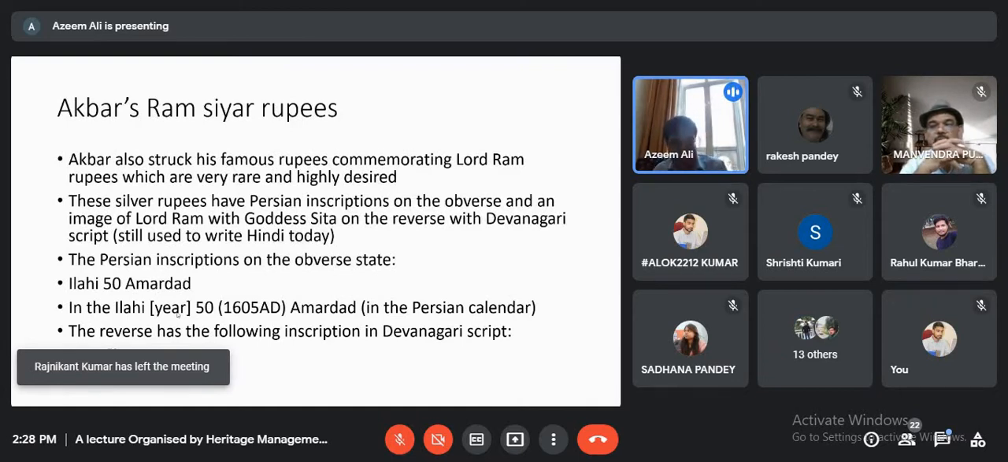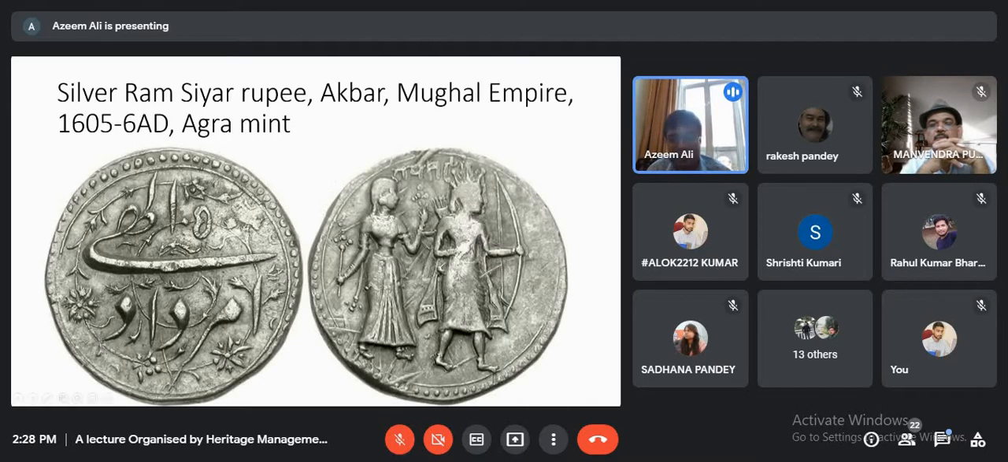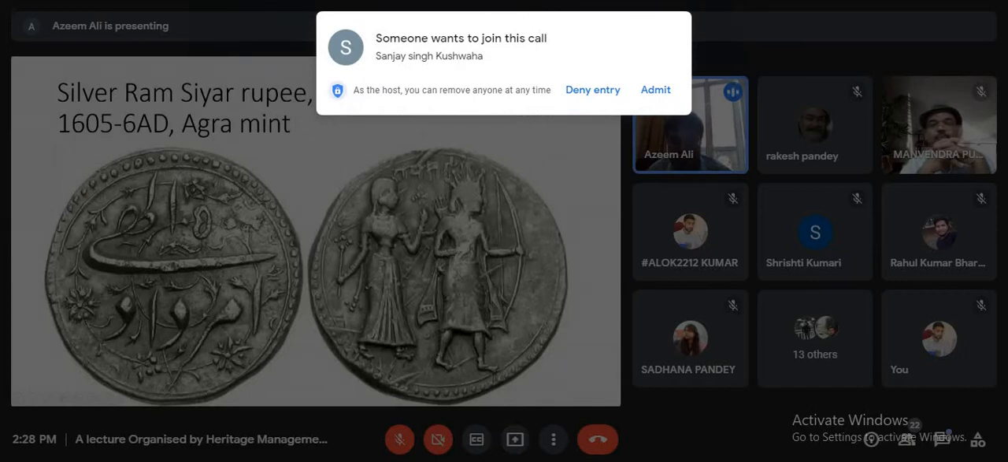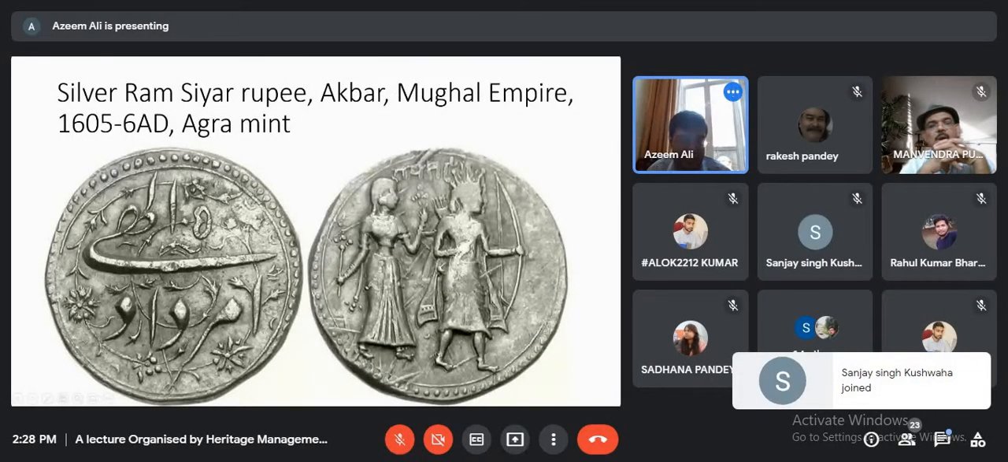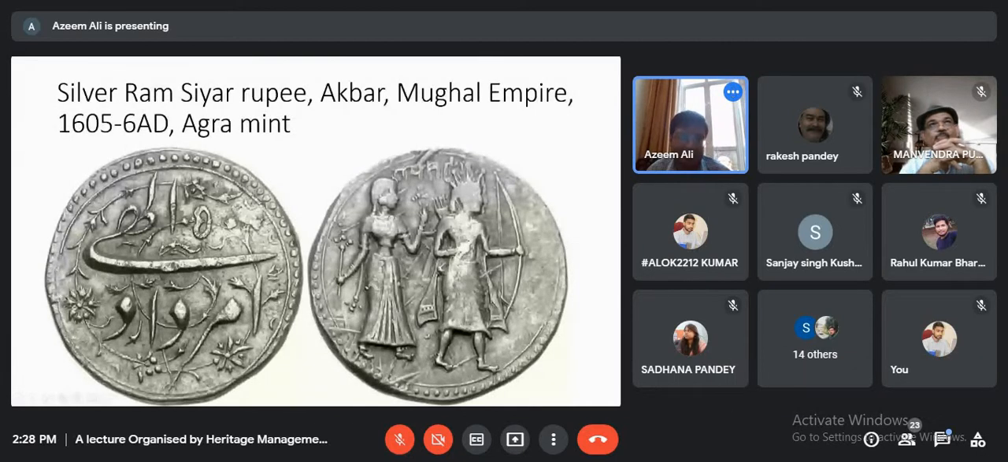And the reverse has the following inscriptions in Devanagari script, and it says Ram Siya. And you can see here the Lord Ram and Goddess Sita, and then Ram Siya, and then you can see here the Persian inscriptions, and this was struck in Agra at the very end of Akbar's reign. Very beautiful, a very lovely floral design, a very artistic die that was used to mint this coin.